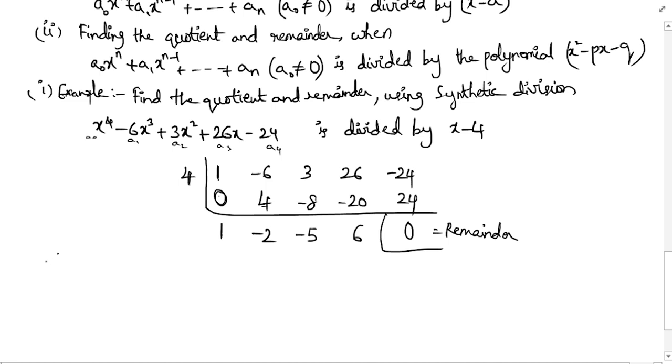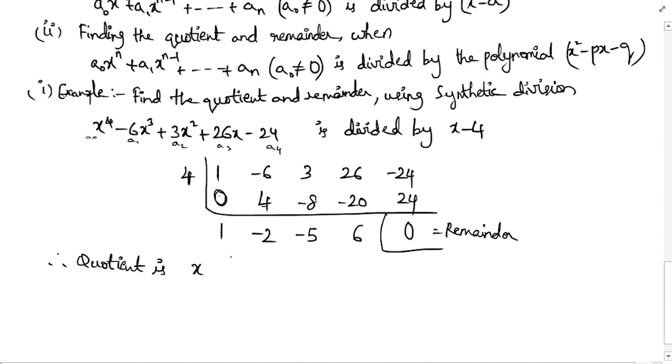So that means, therefore, the quotient will be again an expression, right? So the quotient will be: this is constant, this is with x to the power 1, x to the power 2, this is x to the power 3. So that means this is a third degree equation.